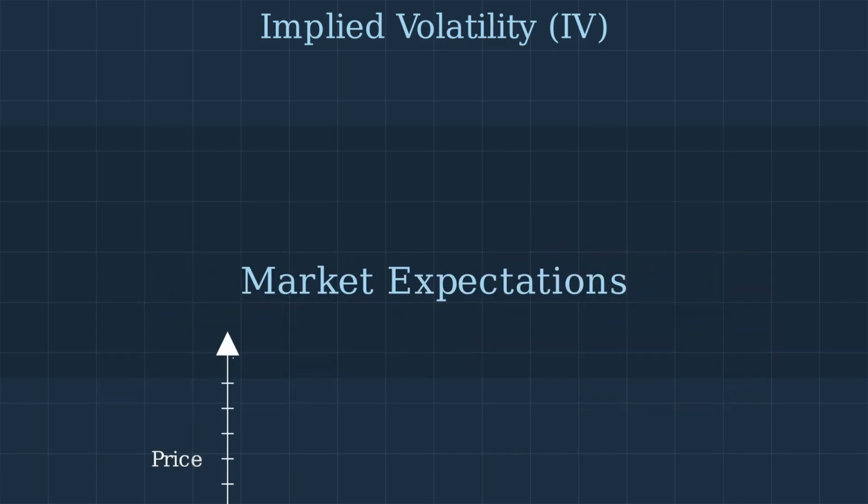The level of implied volatility indicates market expectations about future price movements. Low implied volatility suggests the market expects relatively stable prices. High implied volatility, on the other hand, indicates that the market expects significant price swings, either up or down.